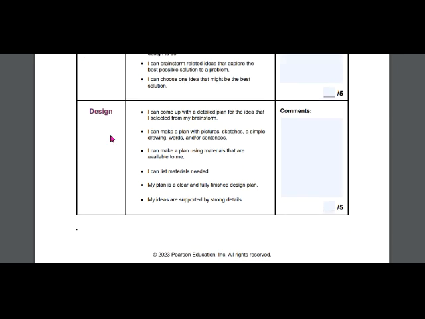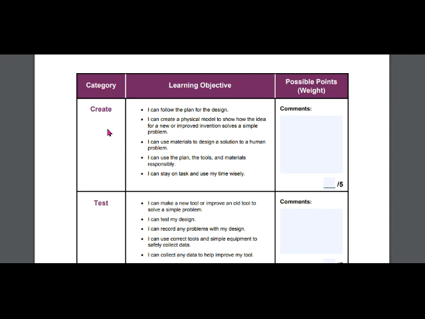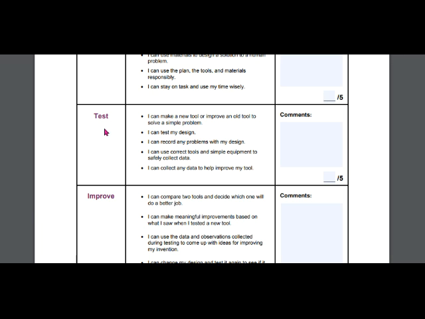In our design section, we want to have a detailed plan that can include the materials, the steps, you might have pictures. Number four, our create section. We can follow the plan that we made. We can follow those steps for our design, and we can create something that sends those messages with light or sound.